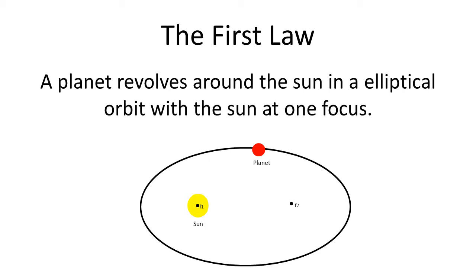Kepler developed 3 laws, and although this video will prove only the second and third law, these proofs require some concepts from the proof of the first law, which states that a planet revolves around the Sun in an elliptical orbit with the Sun at one focus, as you can see in the figure.